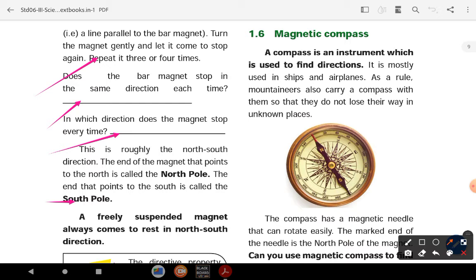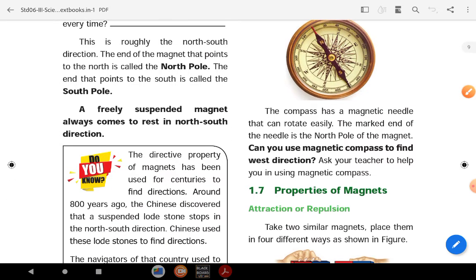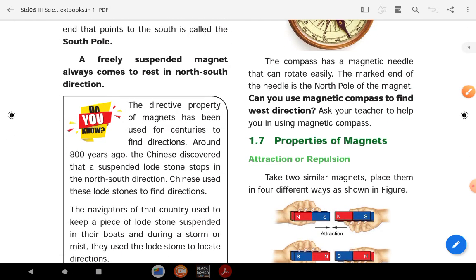So a freely suspended magnet, okay, I'll just take it off and I'll come again to it. Alright. A freely suspended magnet always comes to rest in the north-south direction. When you suspend a magnet, it always rests in the north-south direction.